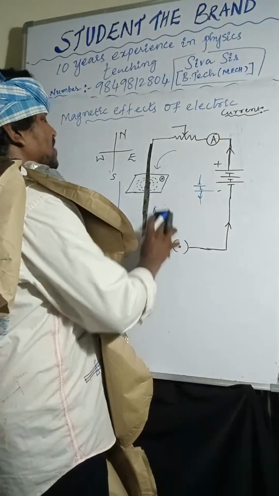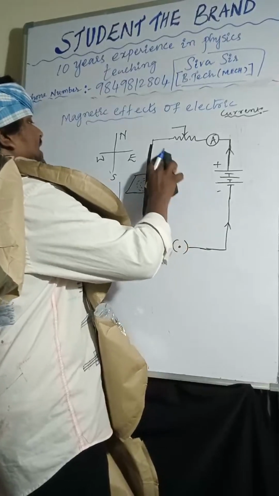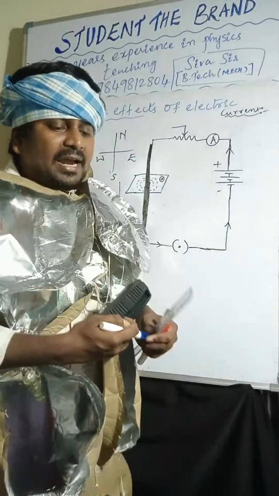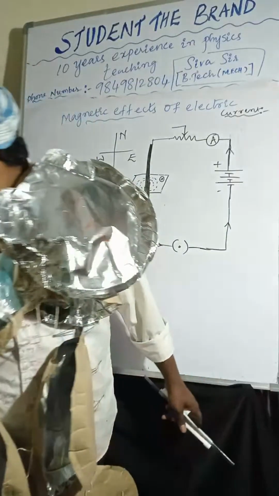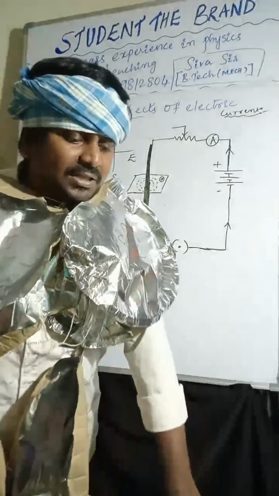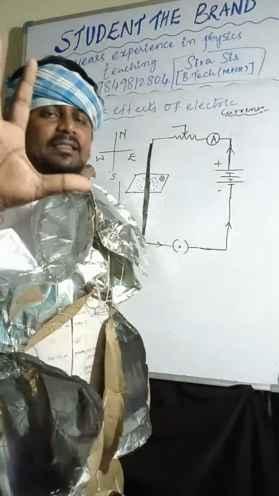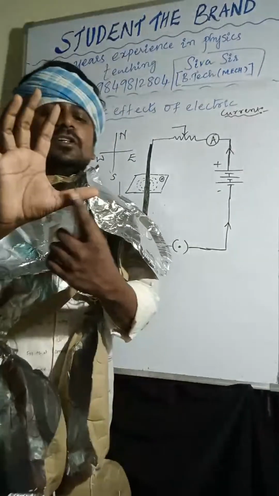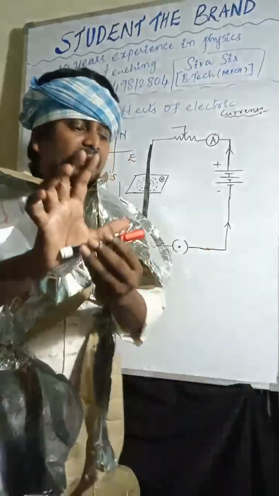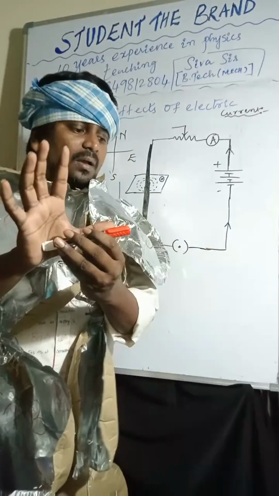By using the right hand thumb rule. By using the right hand thumb rule, we can identify in which direction the magnetic field will be. So if you take the thumb, the thumb shows along the current carrying conductor, in the direction of the current flowing.